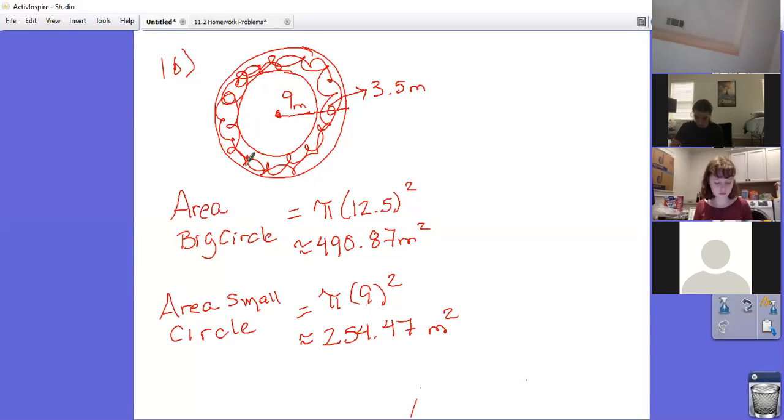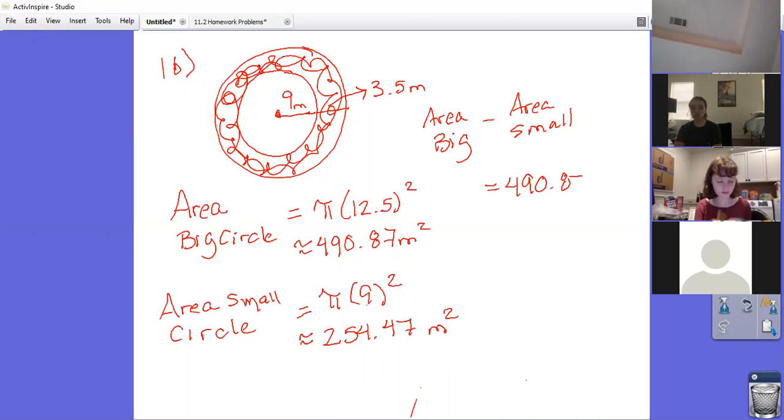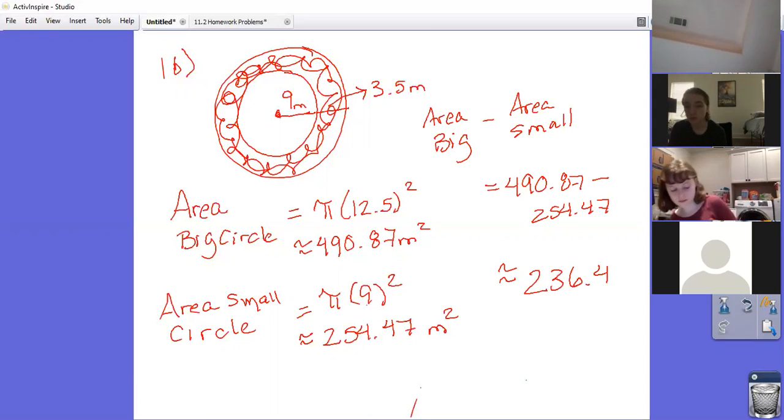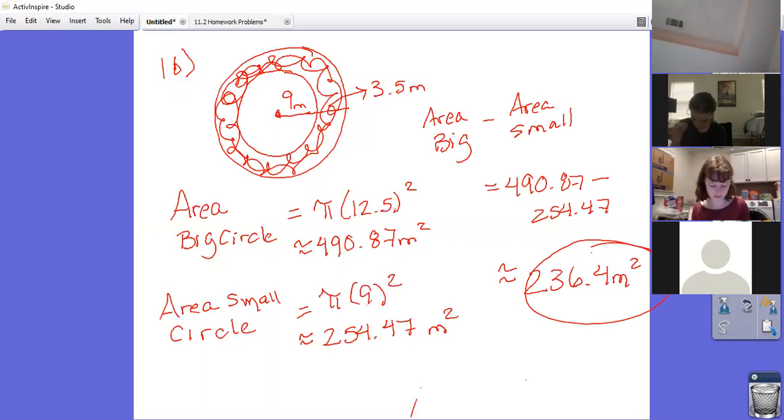So to find the area of the little walkway, the shaded region, I'm just going to do the area of the big circle minus the area of the small circle. So I get 490.87 minus 254.47, and then I get approximately 236.4 meters squared. There, no more forehead.